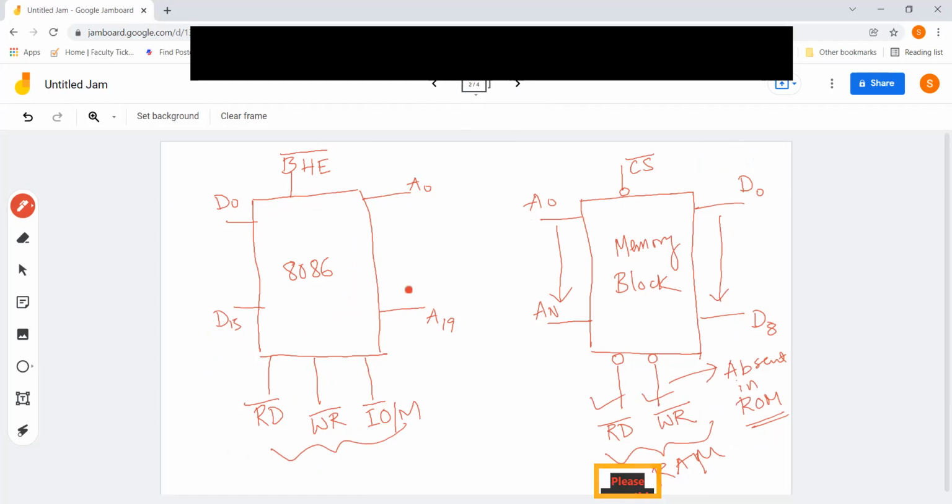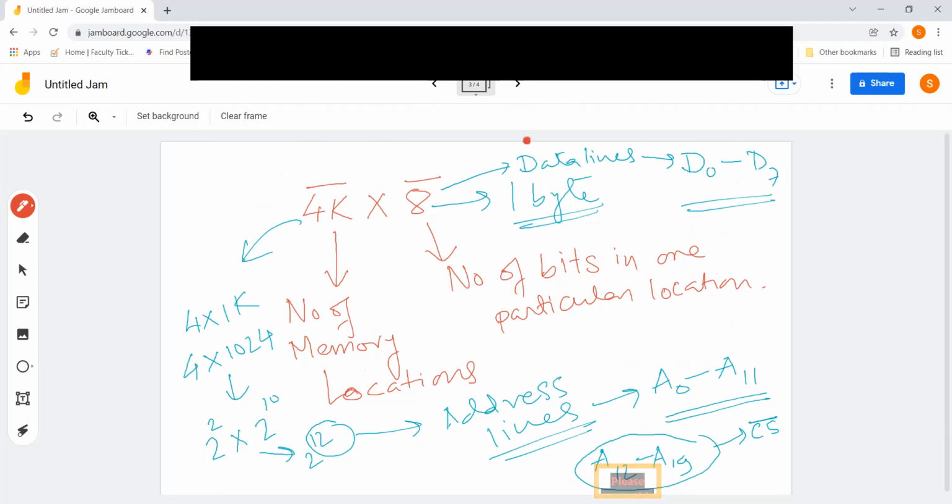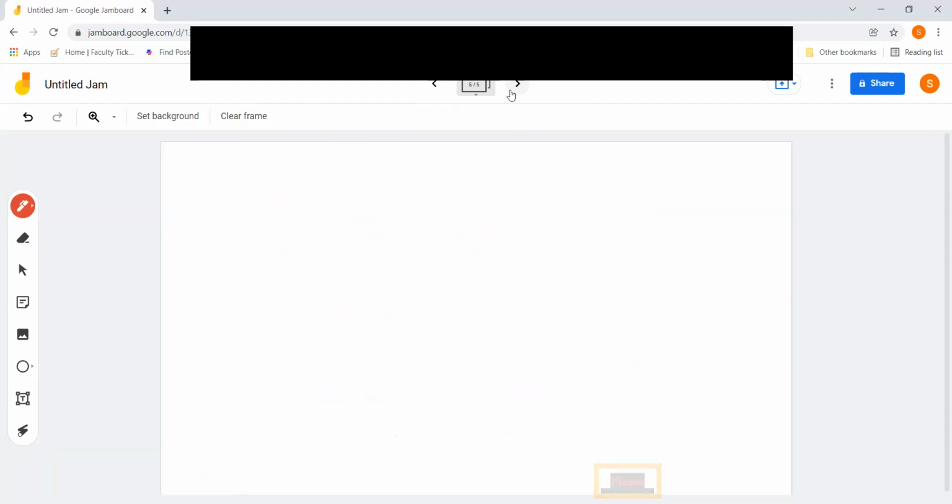Now let us come to the address and data part and the BHE. Let us come to the question once again so that you understand the concept of data banks. Yes, one minute. Let me share once again.